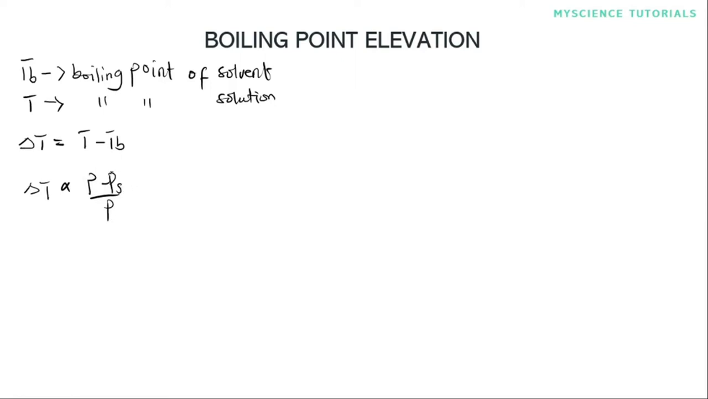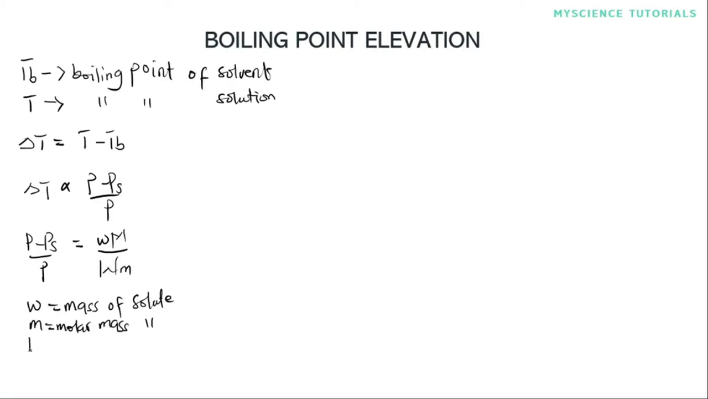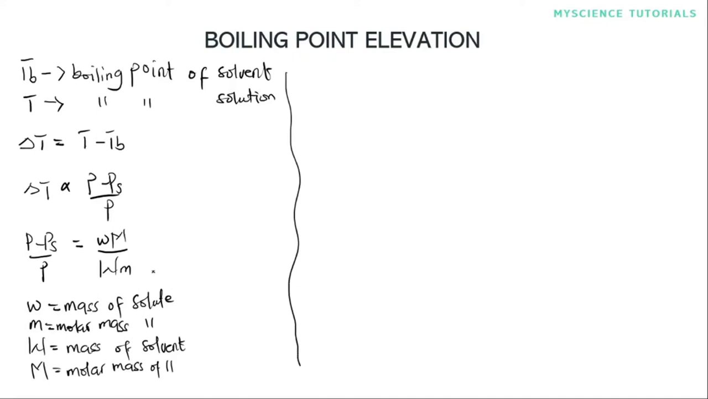Okay, now from the combination of Raoult's law, we also look at the relative lowering of vapor pressure being equal to a formula that we said was W capital M divided by capital W small m, where we said small w is the mass of solute, and small m is the molar mass of solute. We said capital W was the mass of the solvent, and capital M was the molar mass of the solvent.